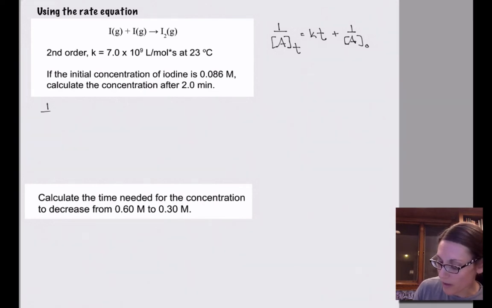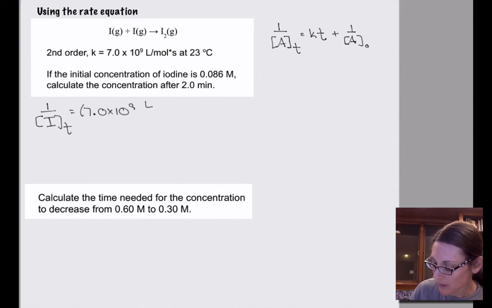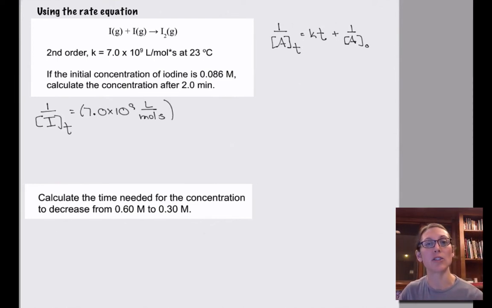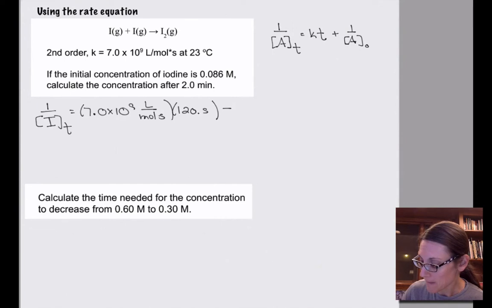So we want to know the concentration of iodine at time t, so at 2 minutes. We know that the rate constant is 7.0 times 10 to the 9th liter per mole second. Our time needs to be in seconds because the rate constant has units of per second. So 2 minutes is 120 seconds. And then to that, we're going to add 1 over the initial concentration, so 1 over 0.086.